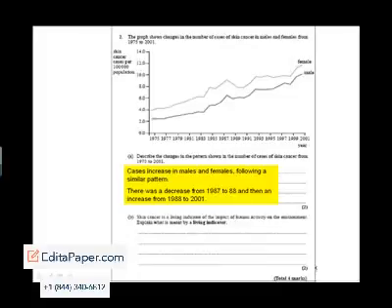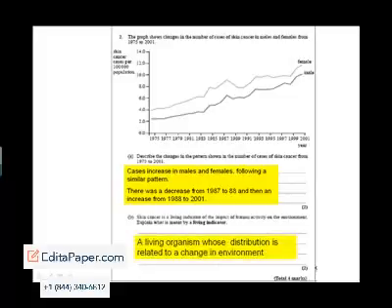Part B talks about skin cancer being a living indicator of the impact of human activity on the environment. We're asked to explain what is meant by a living indicator, again for 2 marks. A living indicator is a living organism whose distribution is related to a change in the environment. 1 mark will get you the fact about it being a living organism. The second bit is about the distribution being related to the change in the environment.